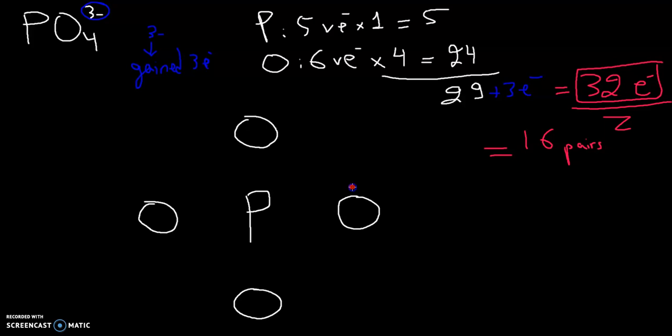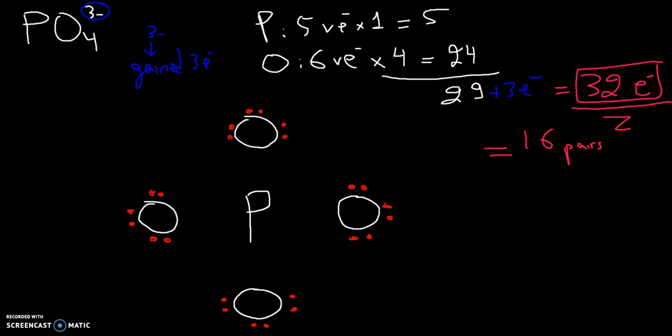I have 16 pairs. This is my first pair. Second, 3, 4, 5, 6, 7, 8, 9, 10, 11, 12. I've put 12 pairs on the terminal atoms.